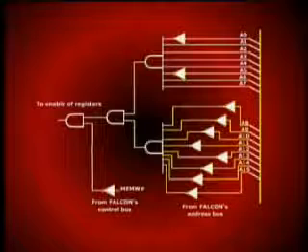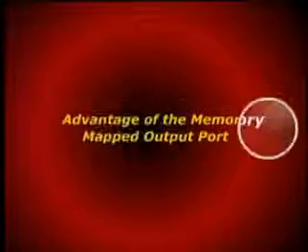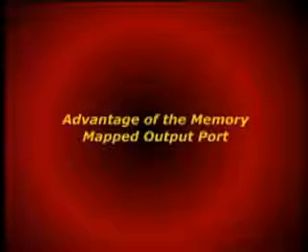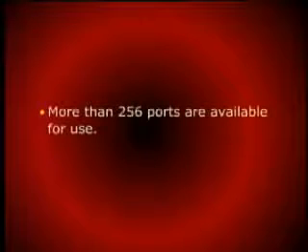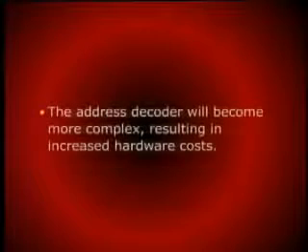The output of these two AND gates are ANDed together and are fed further to the next AND gate, and the control line to this AND gate is a memory write signal with inversion because it is active low. Now the advantage of using the full address range would be that we have a wider range of addressability for the I/O devices. However, the disadvantage is that the address decoder would become more complex, resulting in increased hardware cost.